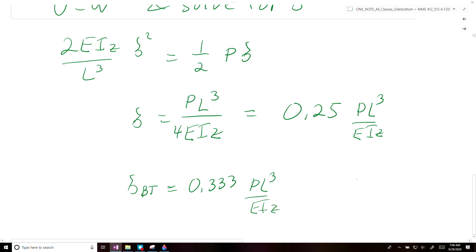Alright, so from the actual solution, our approximate solution using this function was off by about 25%. So using Rayleigh's method, it's simple to apply, but depending on the shape function that you pick, the error from the original function may be very small, or it could be pretty significant. In this case, we're off by 25%.